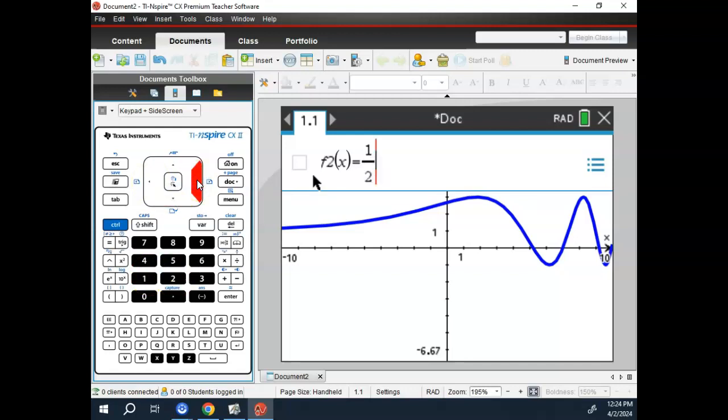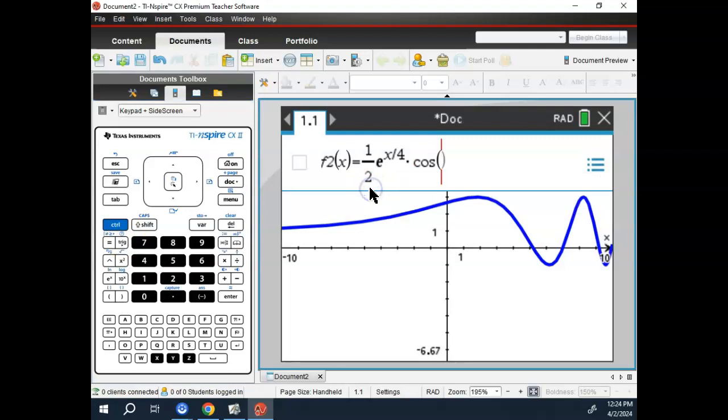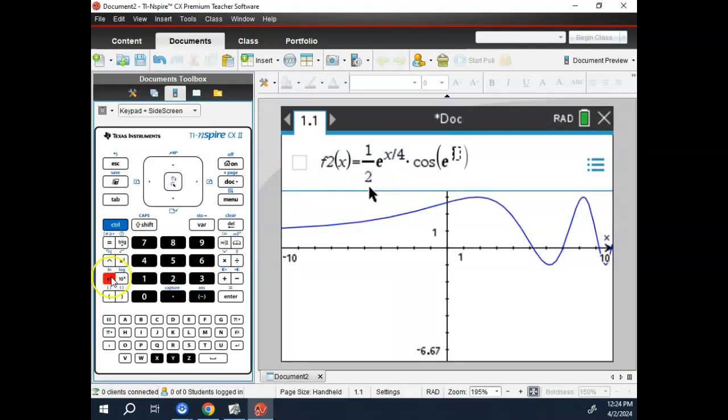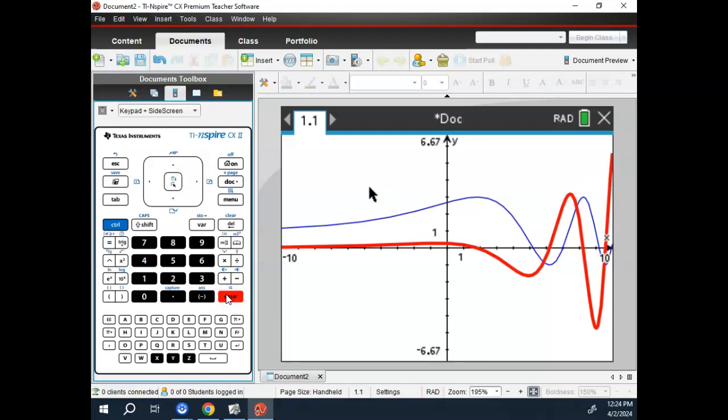Okay. Then e, and the exponent is x divided by 4, not minus 4, divided by 4 times trig cosine of e to the x divided by 4 power, and then I'm done. Whew, hopefully. Is that what yours looks like? Yeah? Okay. Now, I don't really care about the graph. I need it in there, but I don't care what it looks like. Just make sure ours match at this point.